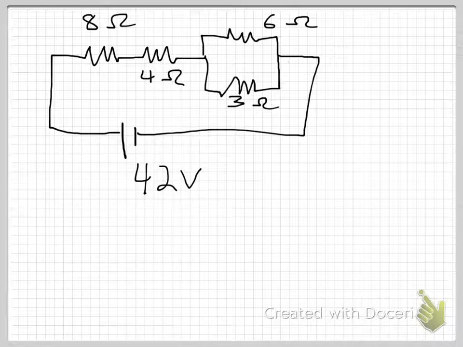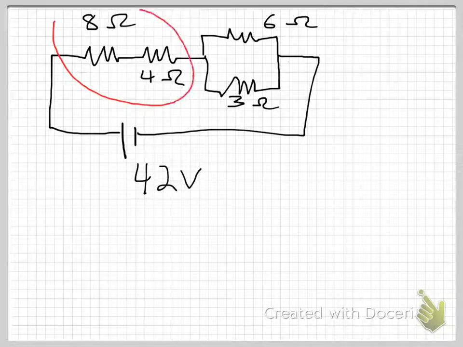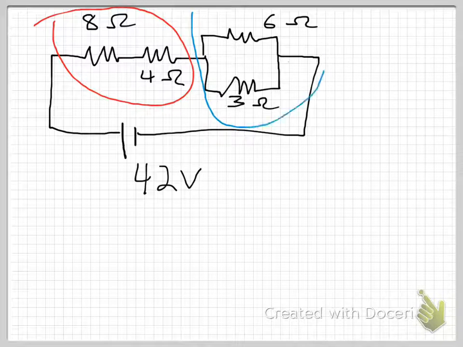So I'm going to do this in the interest of time. I'm going to do two steps at once. I'm going to reduce this section to an equivalent resistance. We get a different color. And I'm going to reduce the loop to an equivalent resistance. So the section in red I'll do first.